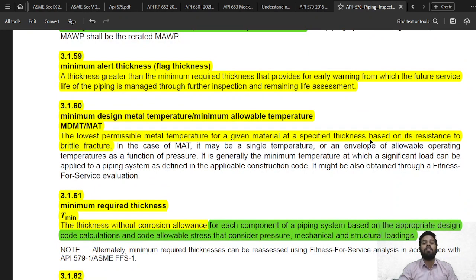Minimum alert thickness, flag thickness. So we can say that if the thickness goes below this, then it is going to alert us. That is minimum alert thickness.